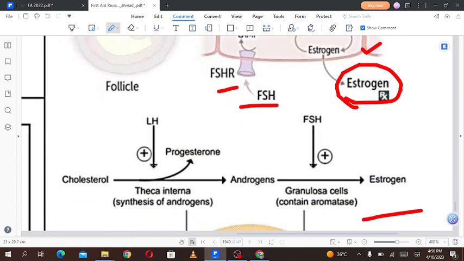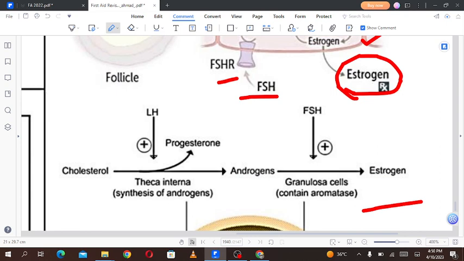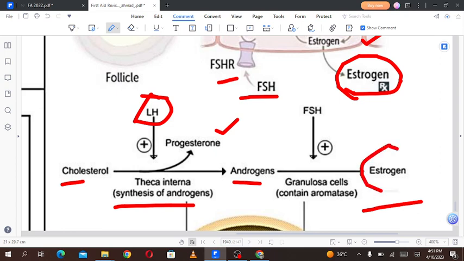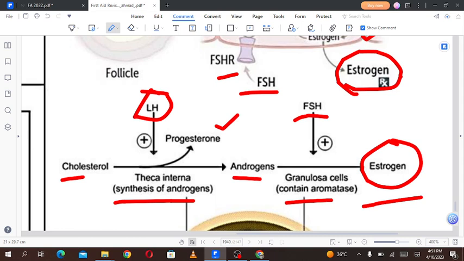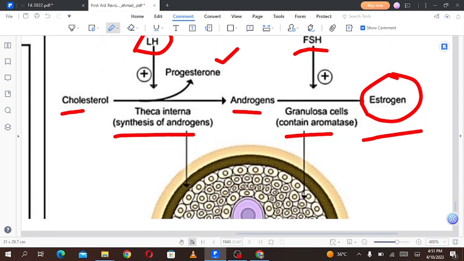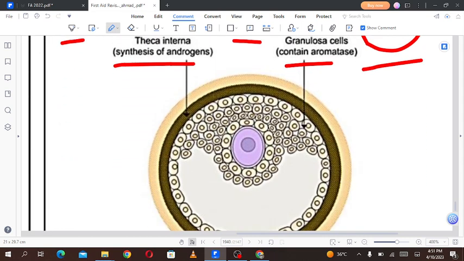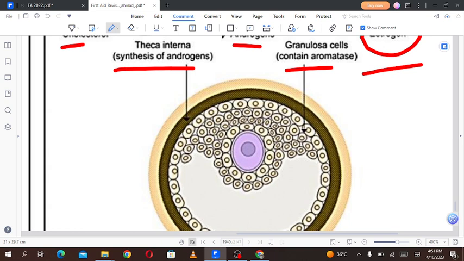Here you can see a flow sheet diagram: cholesterol is converted to androgens by luteinizing hormone in the theca interna, which is the synthesis of the androgens, and progesterone will also be released. These androgens will then be converted into estrogen by FSH stimulation of the granulosa cell, which contains the aromatase.